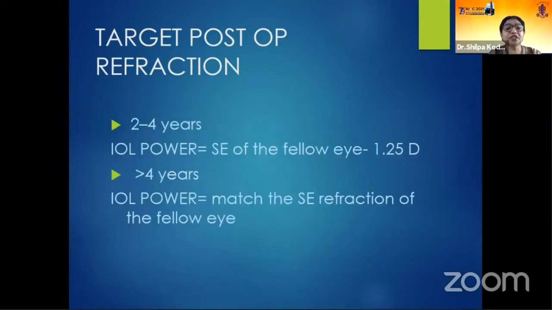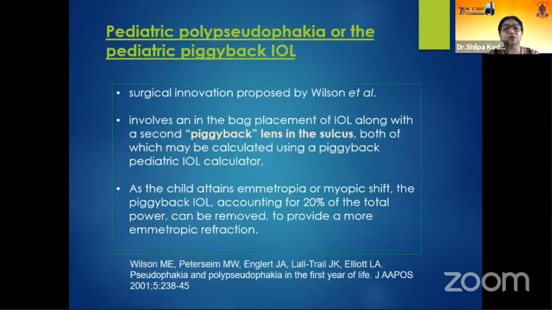Another method of doing it is, 2 to 4 years, the IOL power should be, especially in unilateral cataracts, the spherical equivalent of the fellow eye minus 1.25 diopters, and anything above 4 years, it should match the spherical equivalent of the fellow eye.